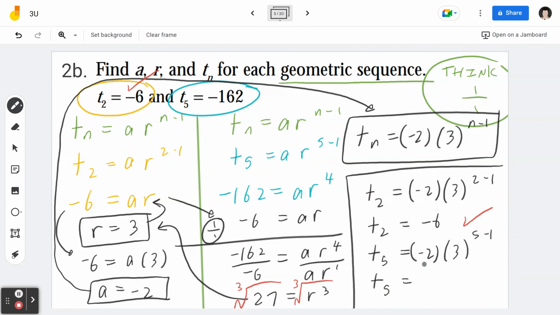Again, you can grab a calculator. I'm going to do some mental math. 3 to the power of 4 is 81. 81 times negative 2 is negative 162. Again, it's not a surprise because this is the right answer.